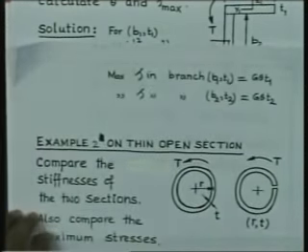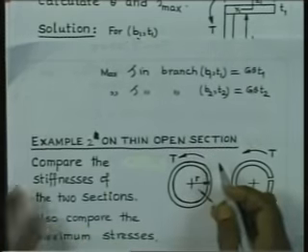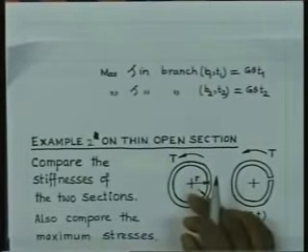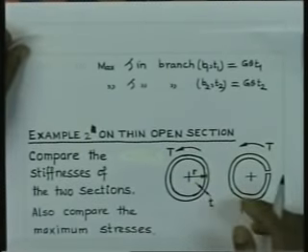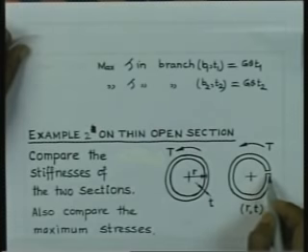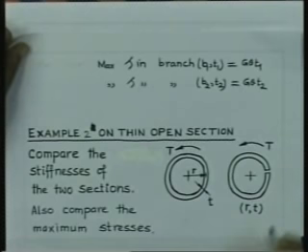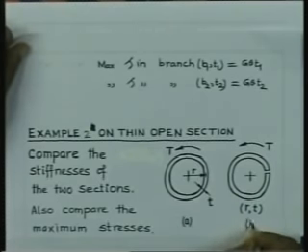Let us now consider example number 2. Herein we have two sections. One is a closed box section of uniform thickness, circular in shape, and another is an open section. The radius in both the cases is the same. So, let us consider this case A and case B.